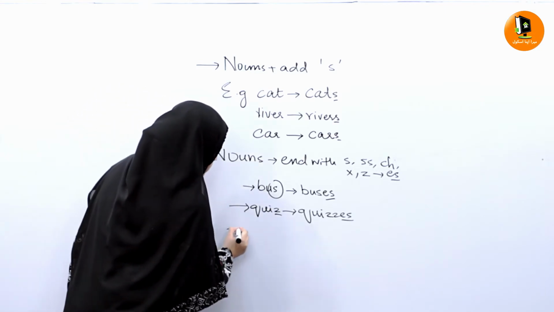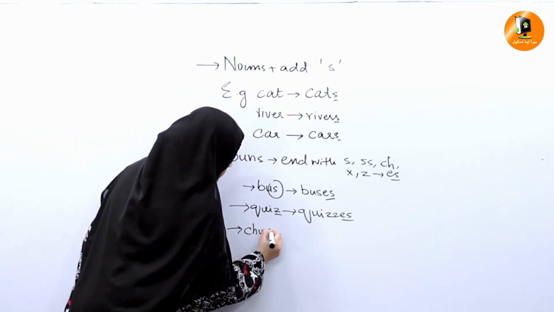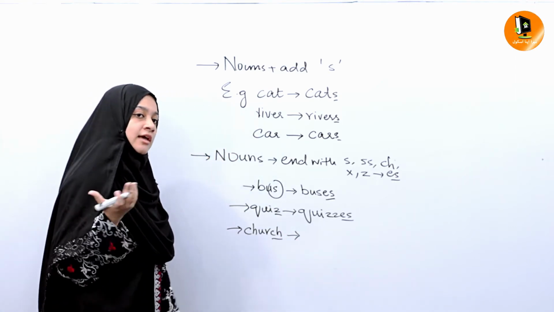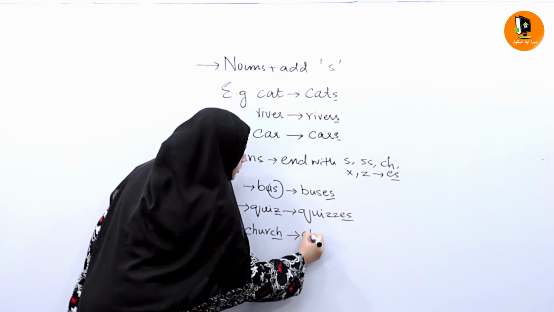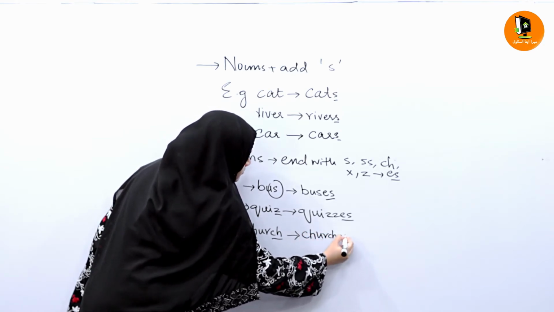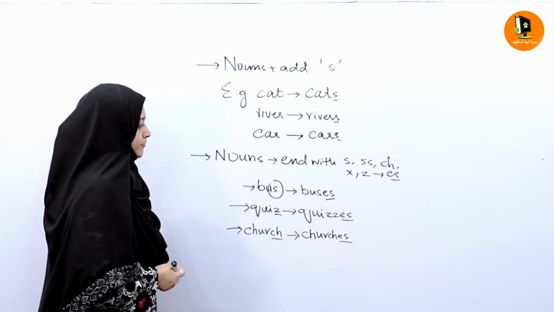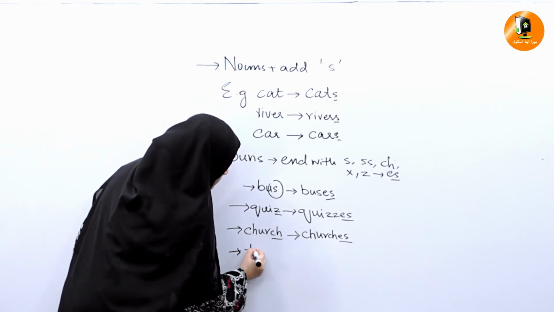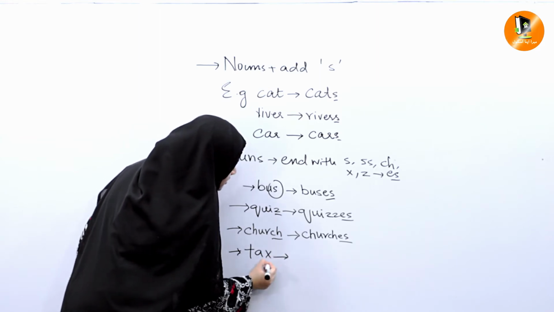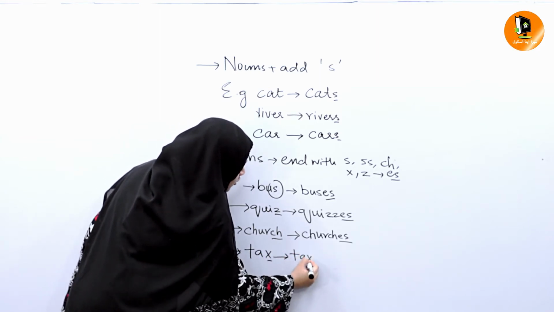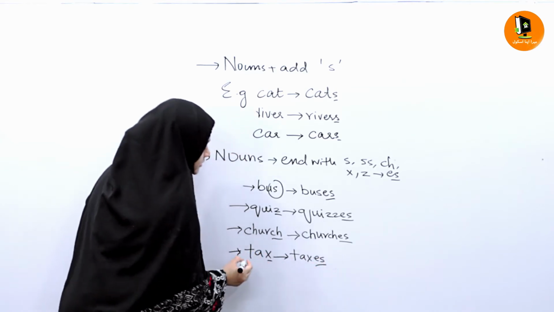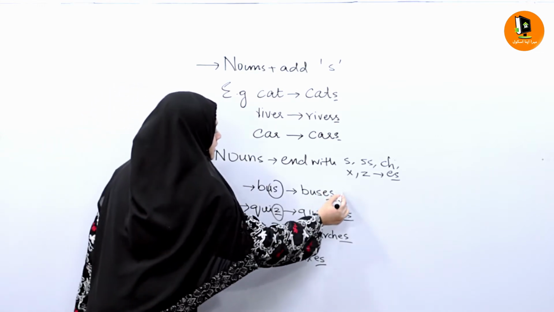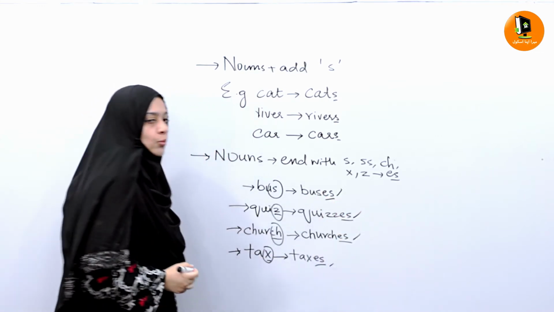Church. Ends with CH. We can add an ES to it. Churches. And text changes into Texas because of this X over here. So very easily you can make some quick plurals this way.